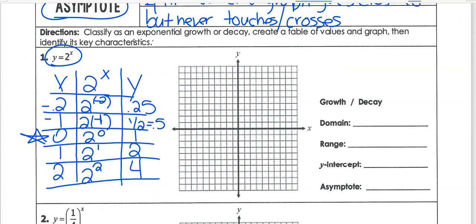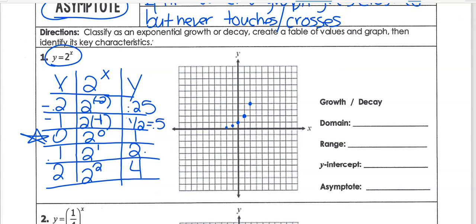I have negative 2, 0.25. So negative 2, and I go up just a quarter of a square, about right here. Negative 1 is at 0.5, so it goes up about half a square right there. At 0, it's at 1, so 0, 1. When x is 1, y is 2, so 1, 2 is my next point. And then 2, 4 is my next point.